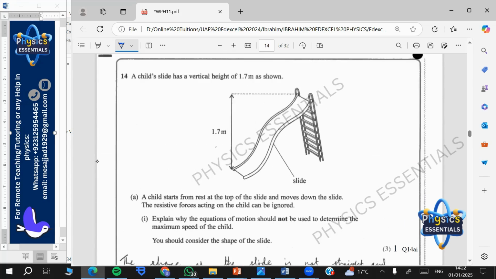Okay. So in this question, they're saying a child's slide has a vertical height of 1.7 meters as shown. A child starts from rest at the top of the slide and moves down the slide. The resistive forces acting on the child can be ignored. Explain why the equations of motion should not be used to determine the maximum speed of the child. You should consider the shape of the slide.